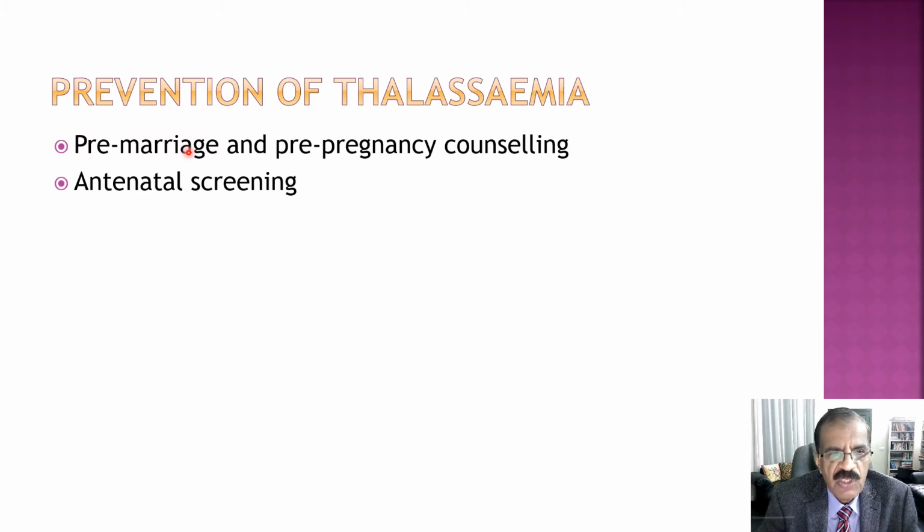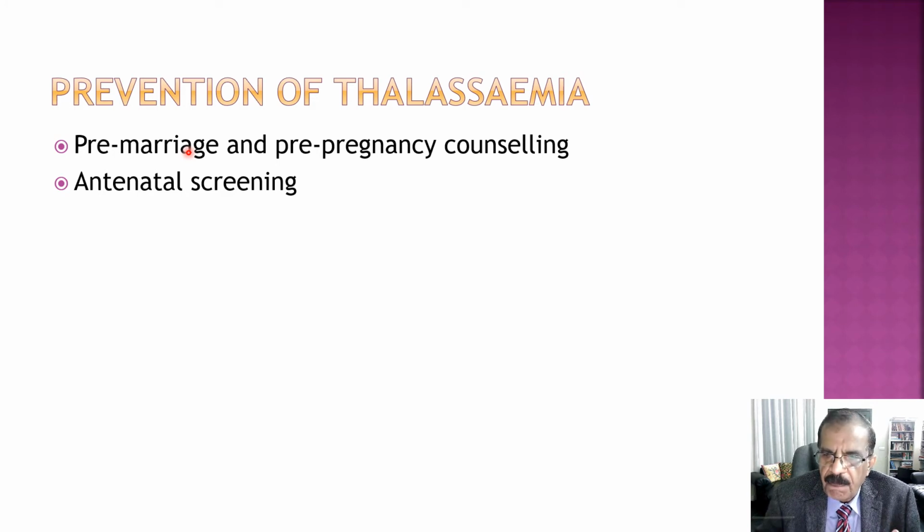So there is a chance that if one person has thalassemia trait, his or her cousins would also have thalassemia trait. But it is not necessary, but there is a chance. So there are two possibilities. One is just to make a general rule not to marry a cousin, first cousin.